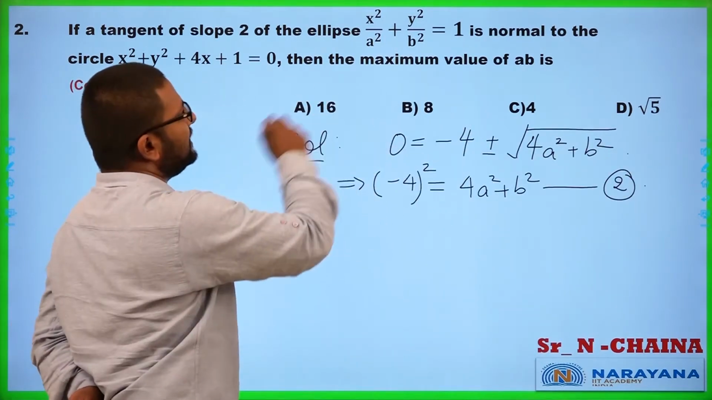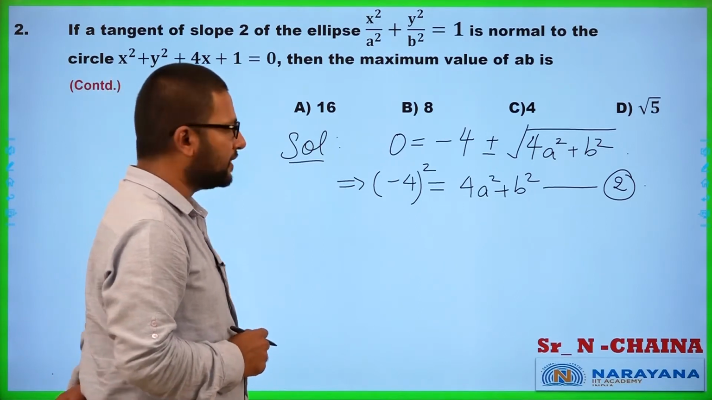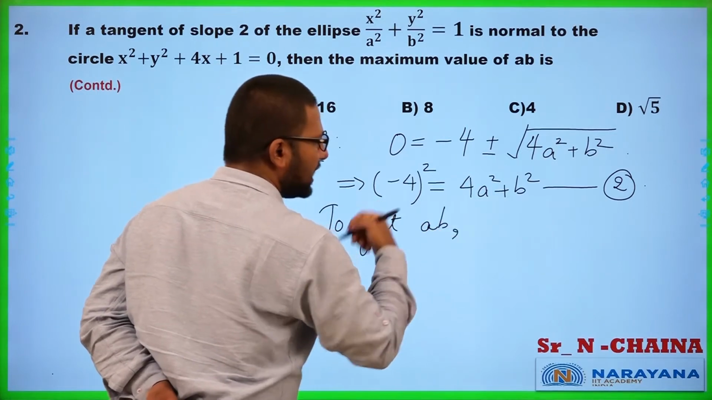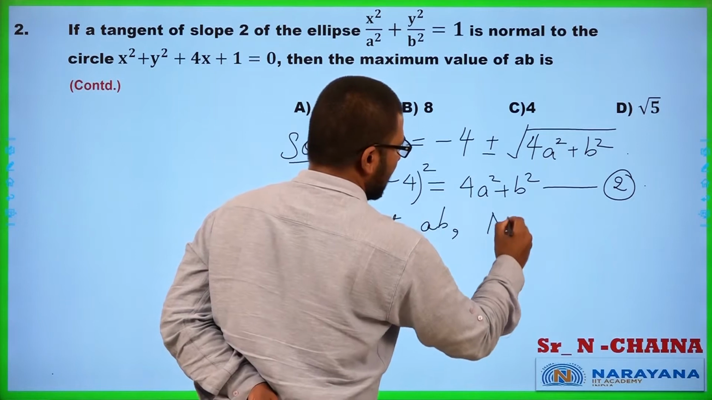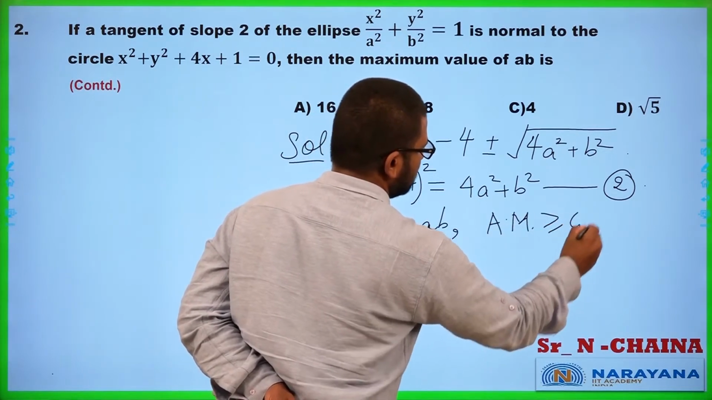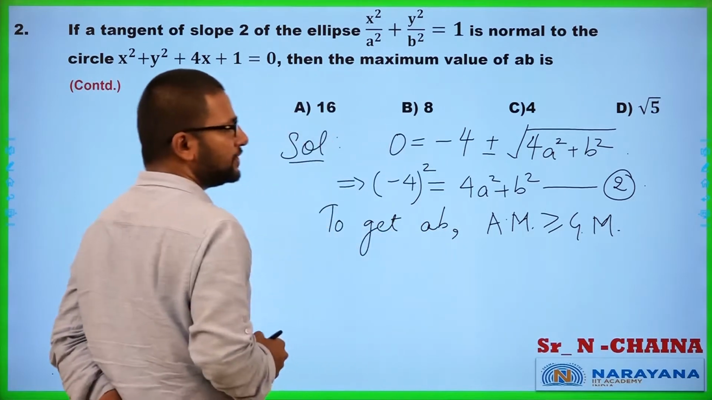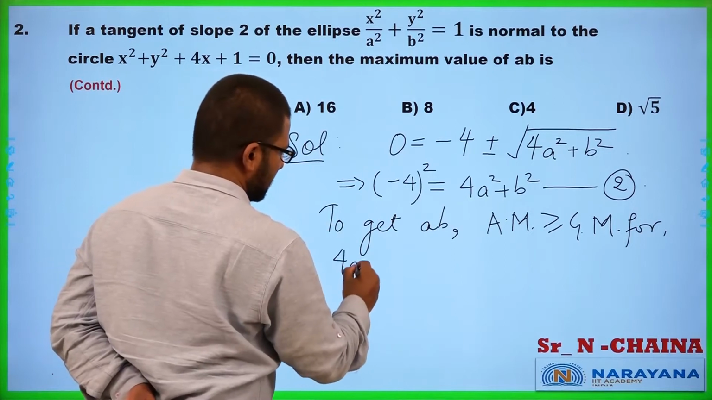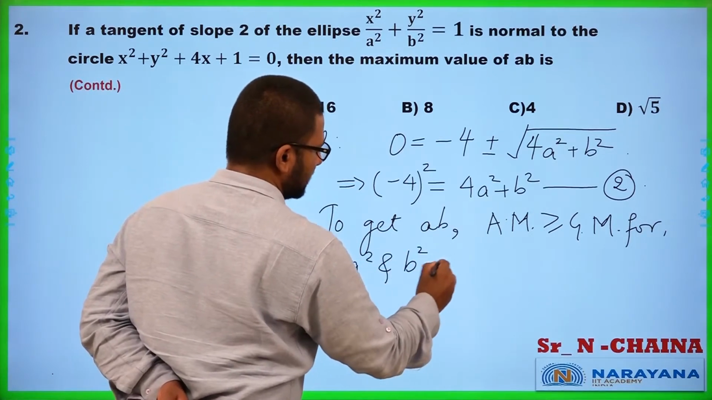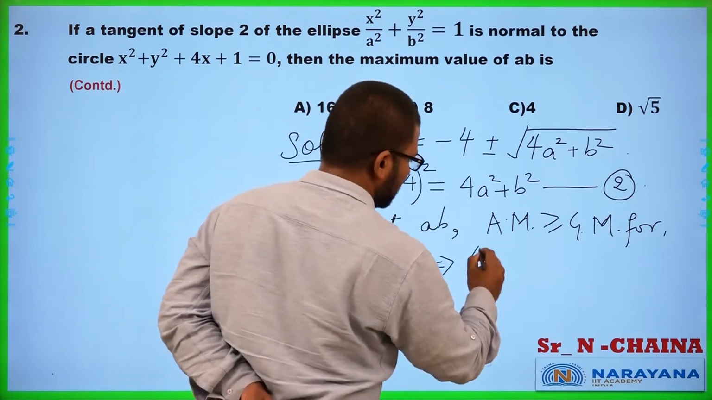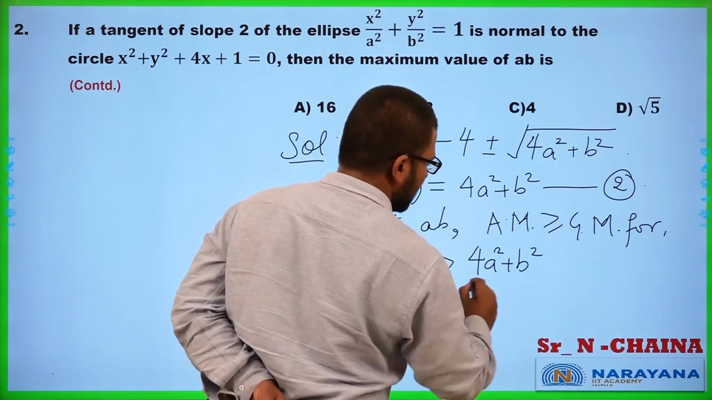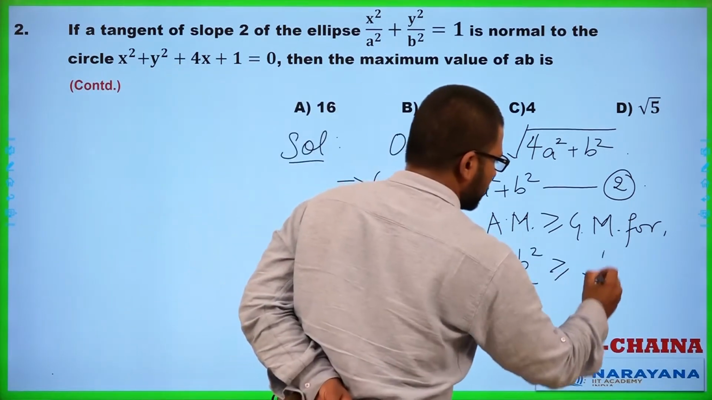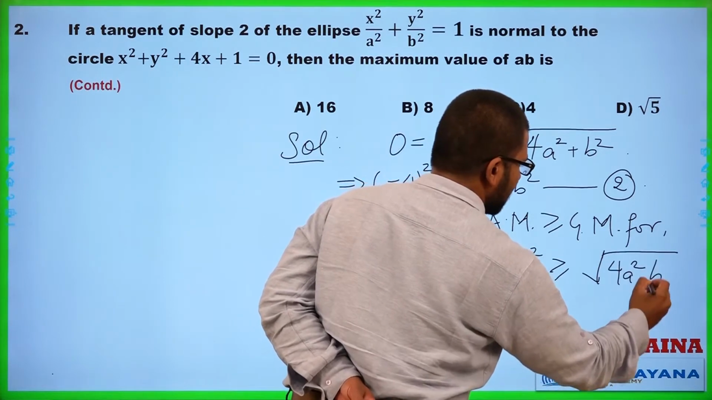Now the question is asking us what is the maximum value of AB. Correct? So to get AB, now we need to see how to get AB. We will use AM greater than or equal to GM. But for which numbers? For 4a square and b square. So substitute, what is the AM of 4a square and b square? 4a square plus b square upon 2 is greater than or equal to, yes, what is the GM? Root of 4a square b square.